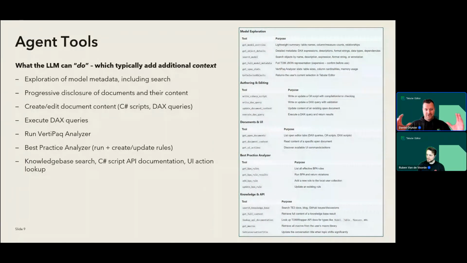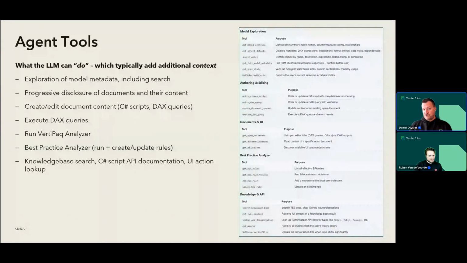Of course, we don't just serve all of the model metadata raw upfront when you start a conversation with the AI, because that would be super wasteful in terms of the number of tokens that we would be consuming. So instead, we let the LLM progressively discover your model metadata and what's inside it, and we offer various tools for the LLM to search through the model metadata if you're asking it questions about specific objects, for example. And this also applies to documents and their content that you may have open in Tabular Editor. So rather than just serving everything at once, we let the LLM discover what's there at its own pace. That way we can be mindful of the number of tokens that we consume.